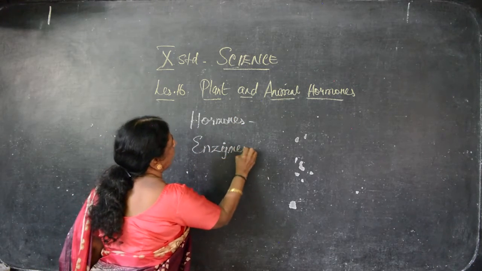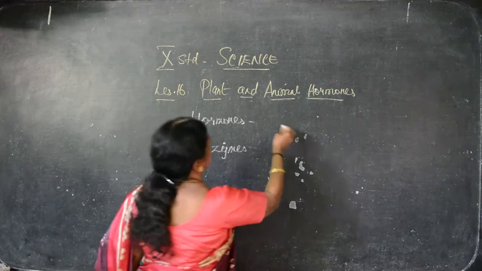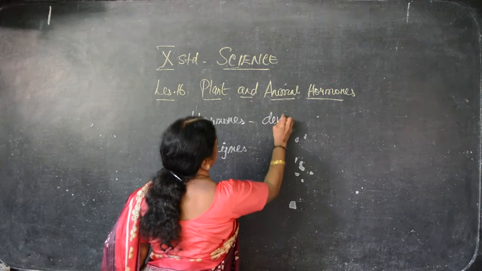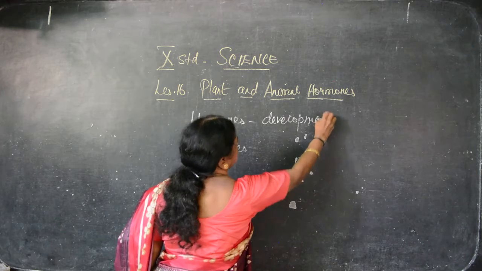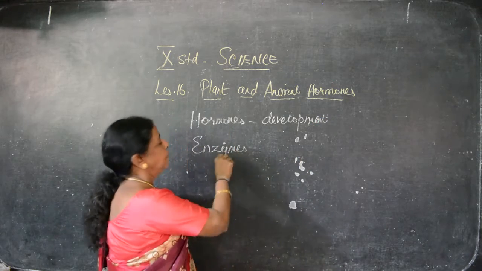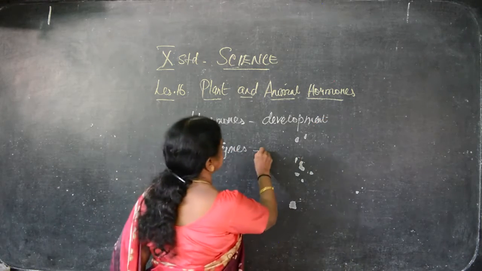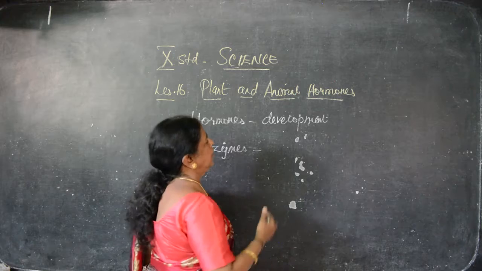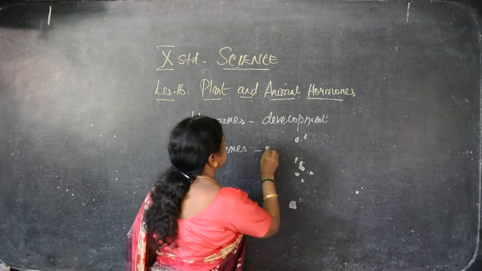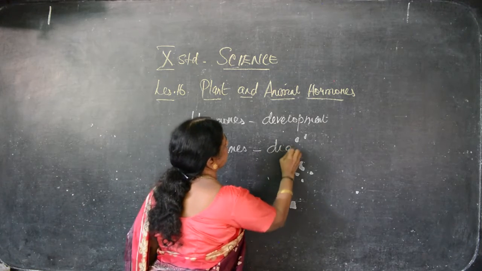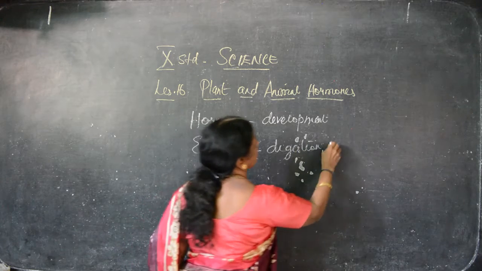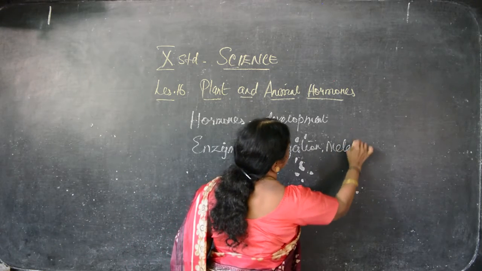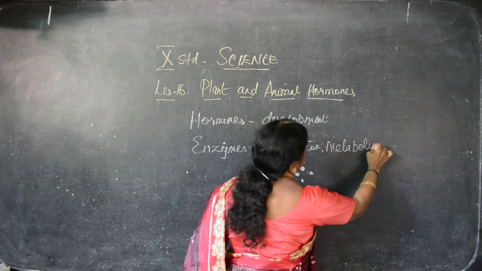Hormones are purely for our development, for the growth of plants as well as animals. Whereas enzymes are secreted inside our body, in the inner organs. They are helpful for digestion and metabolic activities. Metabolism, you know, is catabolism and anabolism together. Clear?